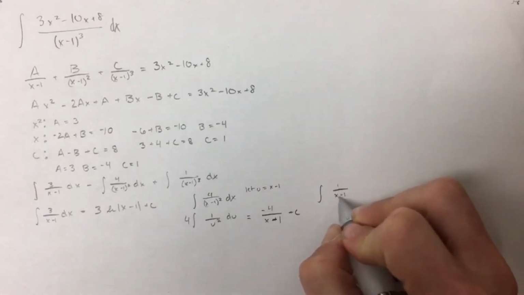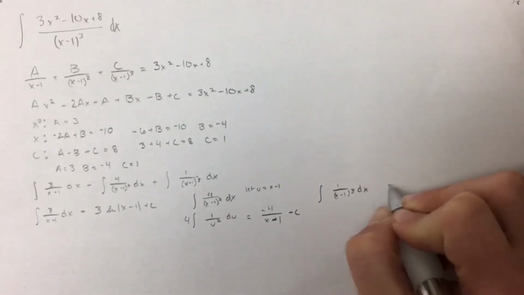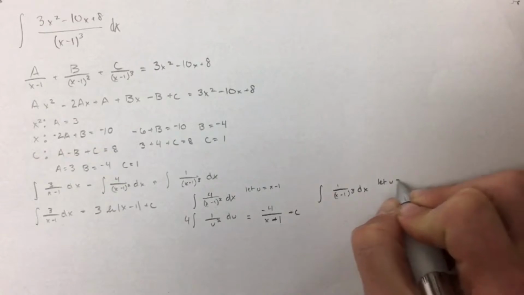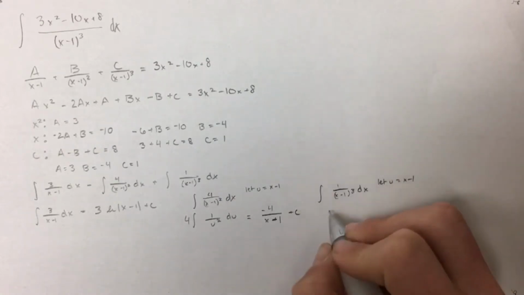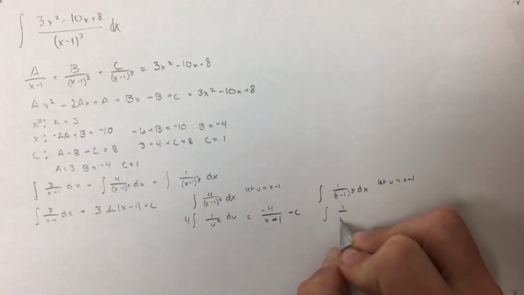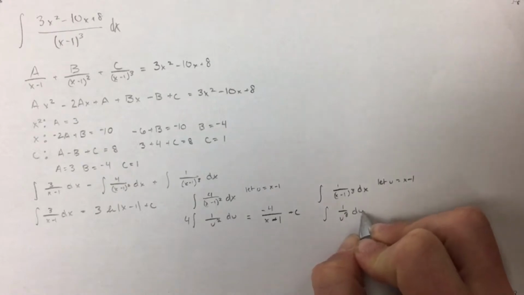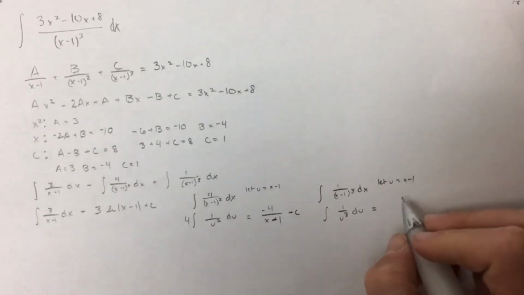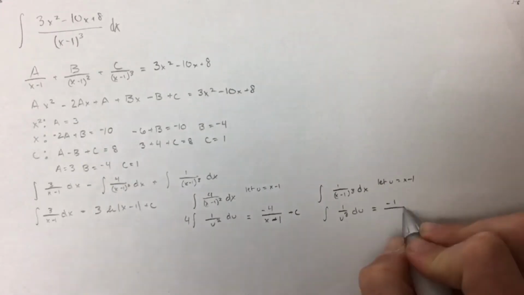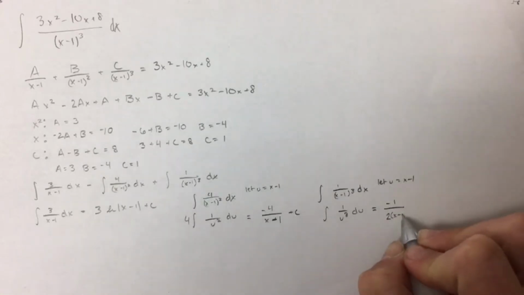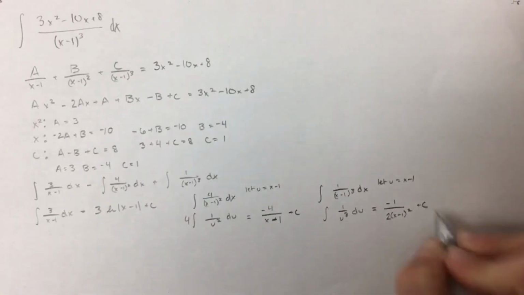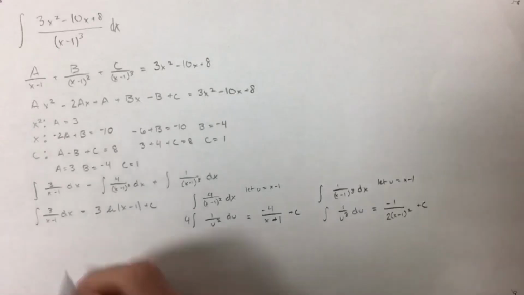Now we will do the 1 over x minus 1 cubed dx. So we're going to let u equal x minus 1 again. So we'll get 1 over u cubed du, which will be equal to negative 1 over 2x minus 1 squared plus c. Now all of the c's will overall just become 1 plus c.